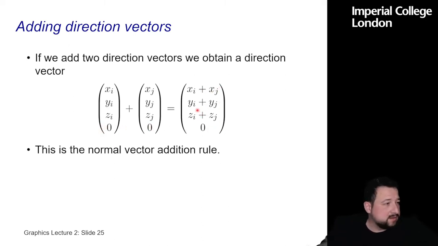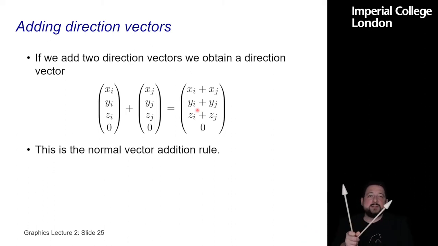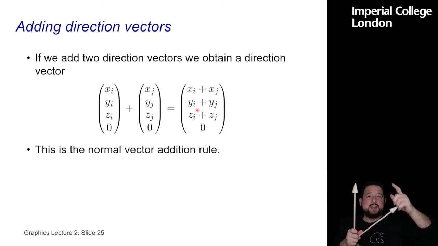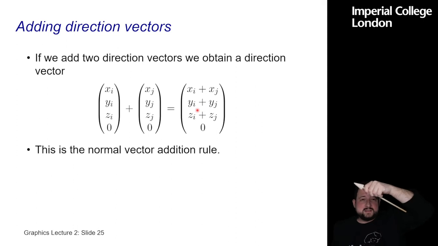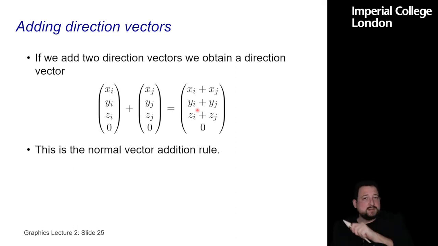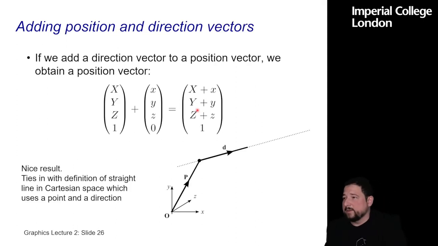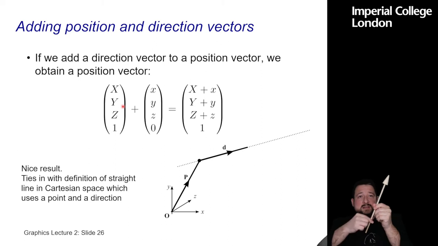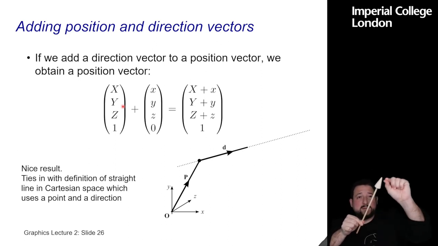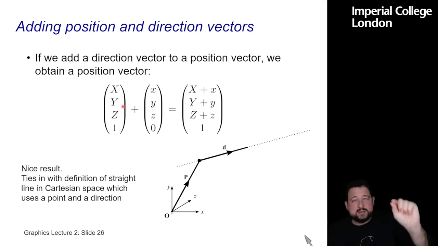So adding a direction vector and a direction vector, you know what happens. You get a new vector, and then this is actually a new direction. But it doesn't matter where it is in space, right? If we add a direction vector to a position vector, we obtain again a position vector. Yes, that's true. So we have a position vector. We add that direction vector. So we move that point to here. We get a new position vector.